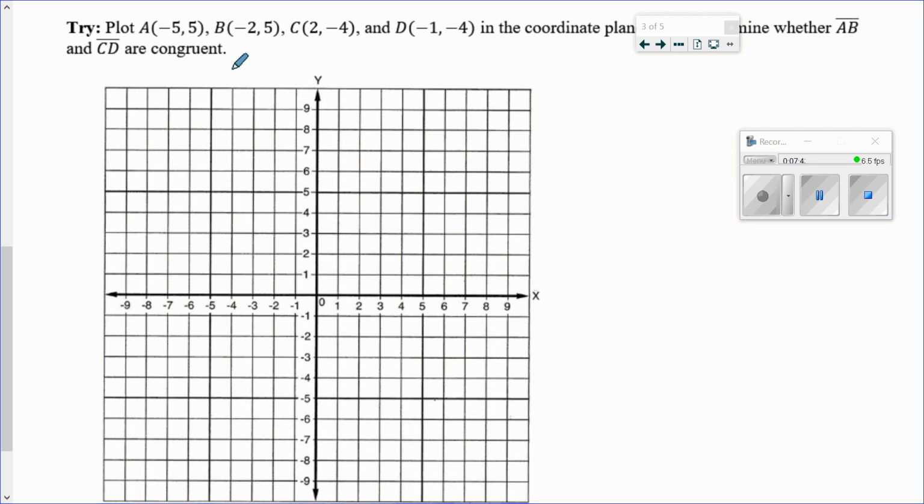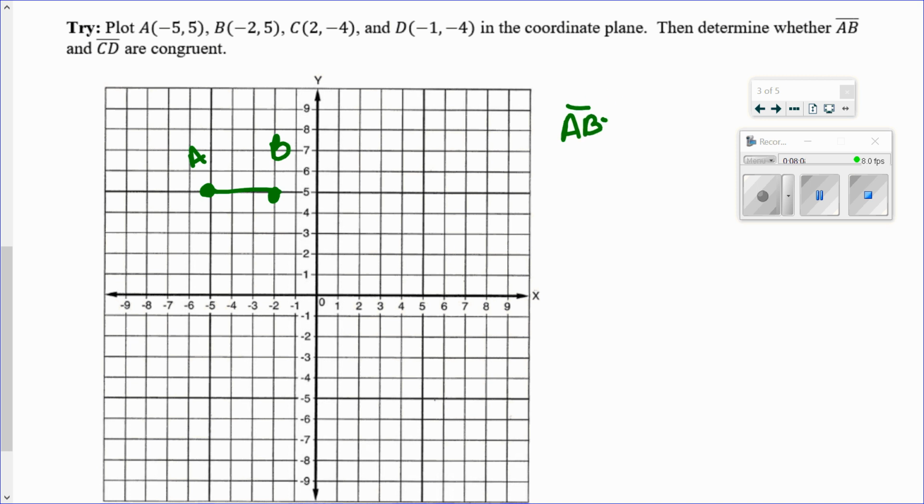Okay, all right. So again, it says to plot A, B, C, D and to tell whether AB and CD are congruent. So I'm plotting them. I'm doing A. I have A as -5, up 5. B is -2, up 5. B, connect them.